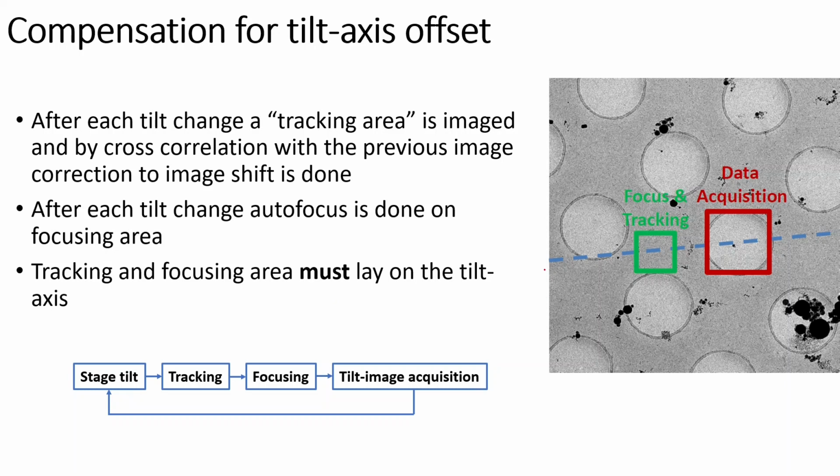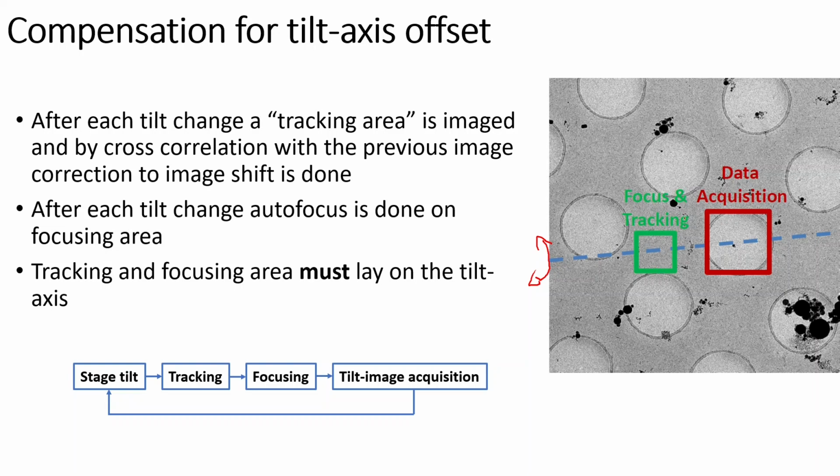One very important thing is that the focusing and tracking area has to be placed on the same axis as the tilt axis. So this axis, what you can see here, is actually the tilt axis of your image. The image is rotated around this axis. It's not always, and almost never, perpendicular to the X or Y axis of your image. But you have to be sure that your focusing and tracking area is on the same axis as the data acquisition area, so that you don't have any differences in the focus.